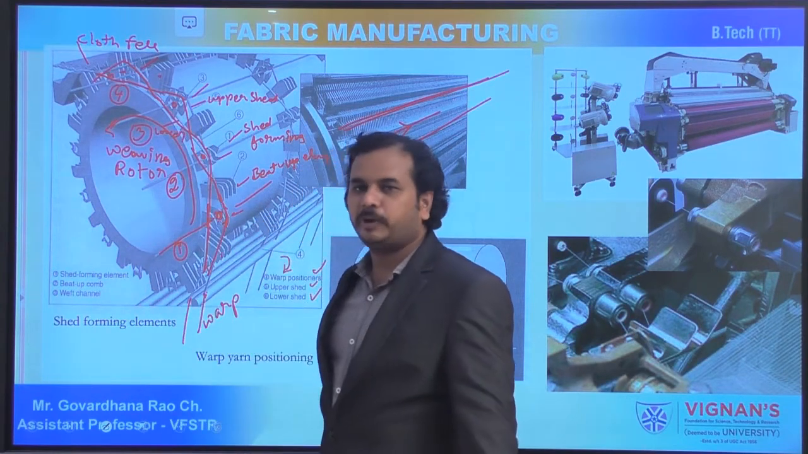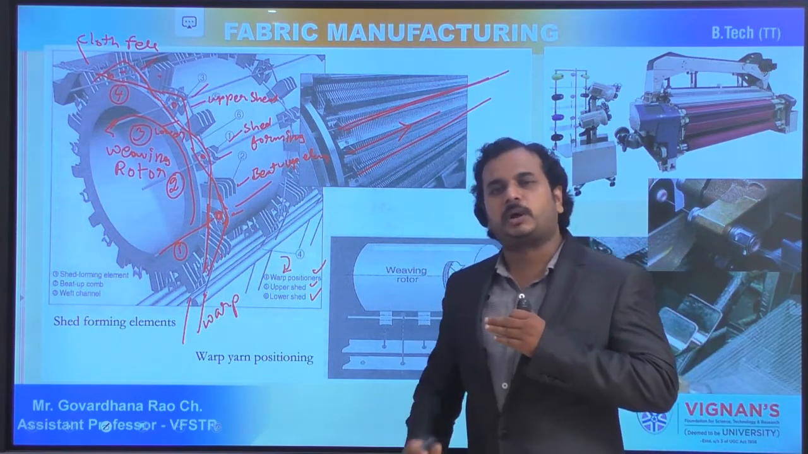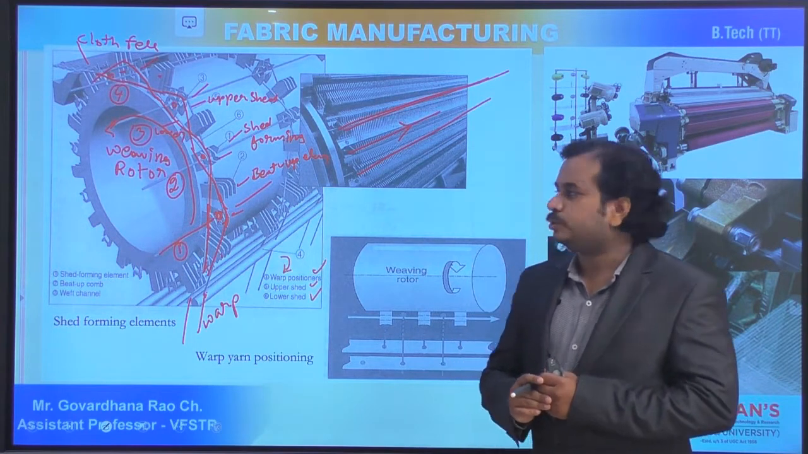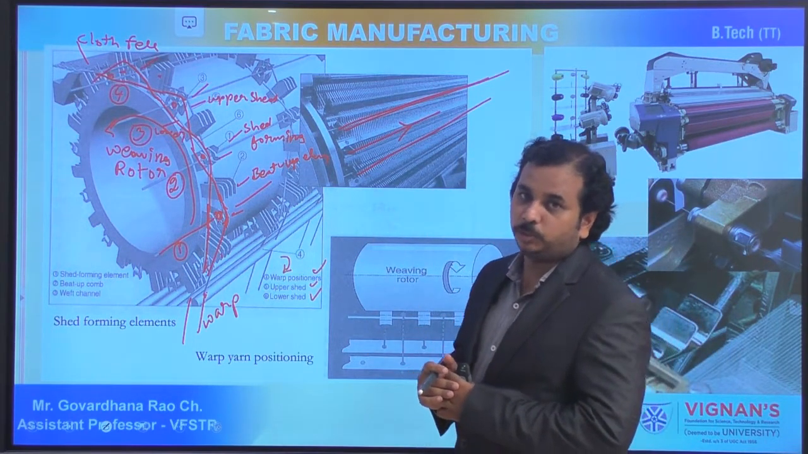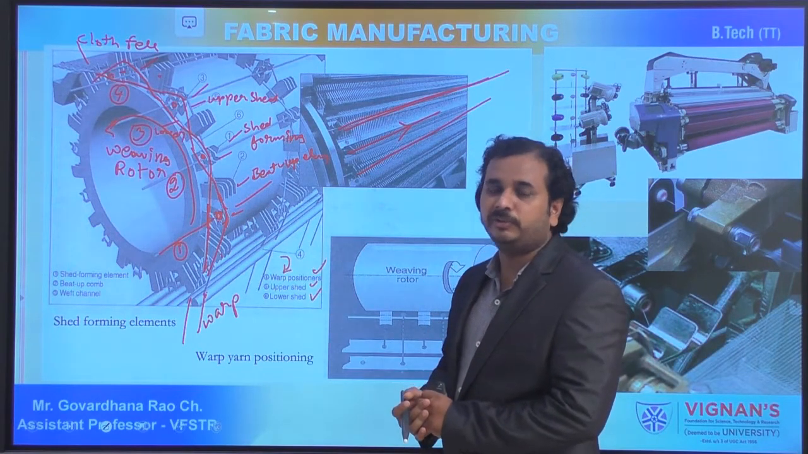So subsequent to these shed forming elements we have beat up elements. These beat up elements are going to beat the weft yarn towards the fell of the cloth. Okay, so this is how the complete multi-phase weaving technology is going to be there. So this is how the fabric formation will occur in the multi-phase weaving.